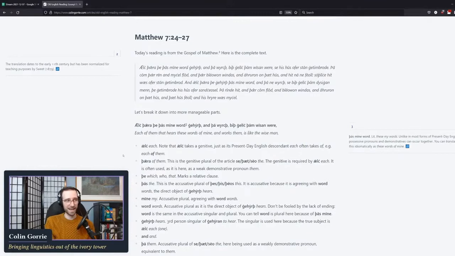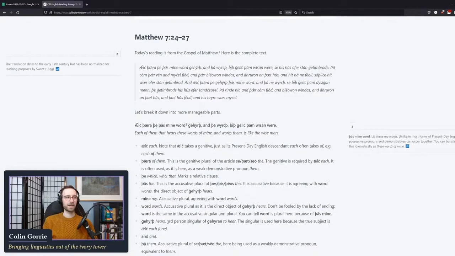So we have this word thara. Thara is the genitive plural of the article, and we can translate it as of them. So alt thara together, each of them. What's next? Alt thara the. The is a relative marker. Just as we had our relative marker in the conlang that we worked on earlier, which was C, and if you're viewing this on YouTube, go check out that video, we have in Old English this relative marker, the. So, alt thara the, each of them that, or each of them who.